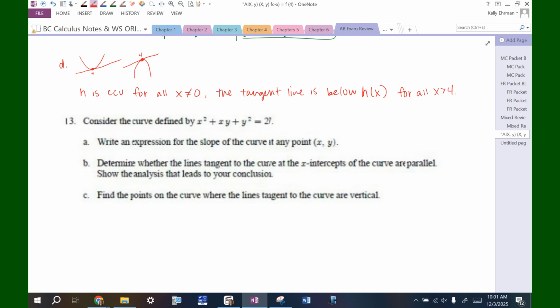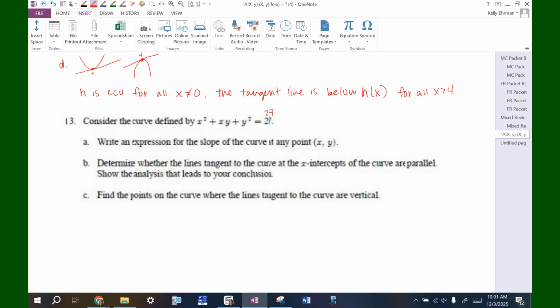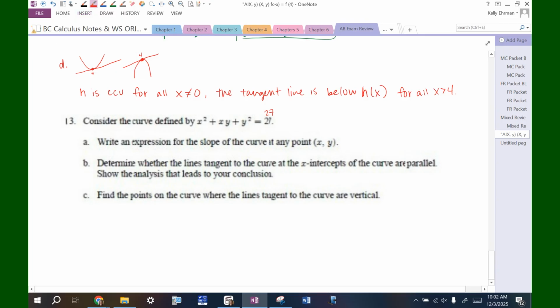consider the curve defined by x squared plus xy plus y squared equals 27. Sorry, this is really strangely pasted. Write an expression for the slope of the curve at any point xy. So in other words, they're asking me to find dy dx. And because I can't easily solve this equation for y, get y by itself, I need to differentiate with respect to x on both sides. Or in other words, this is implicit differentiation.